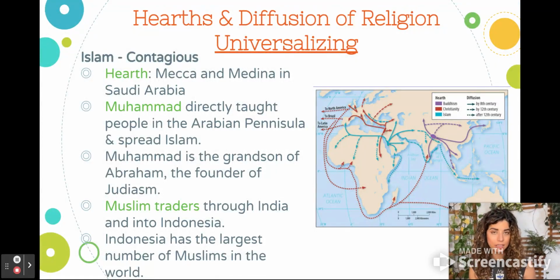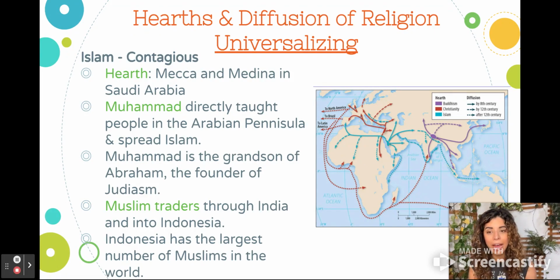All right, then we have Islam. So for contagious diffusion, first thing to know is the hearth would be Mecca and Medina. This is in modern day Saudi Arabia. So it began with Muhammad directly teaching people in that area and spreading Islam. So definitely contagious diffusion. Muhammad is a grandson of Abraham, the founder of Judaism. So that is what that religion believes.